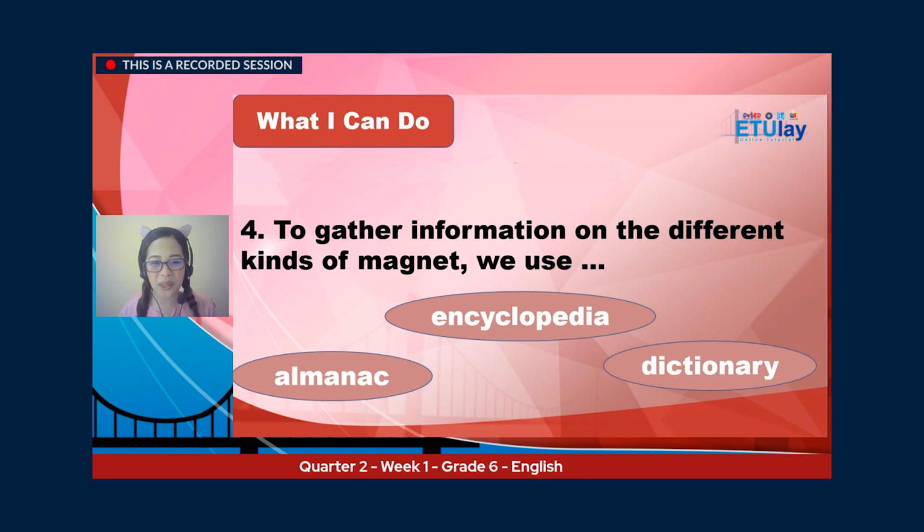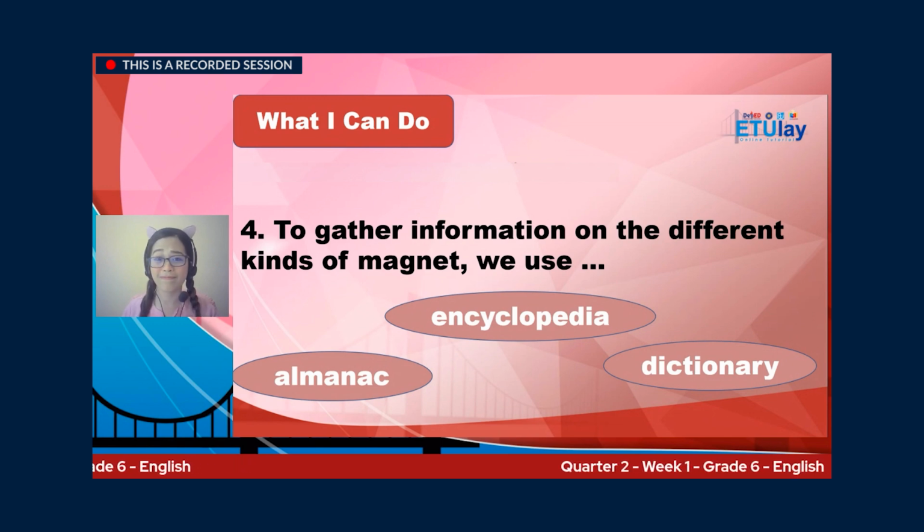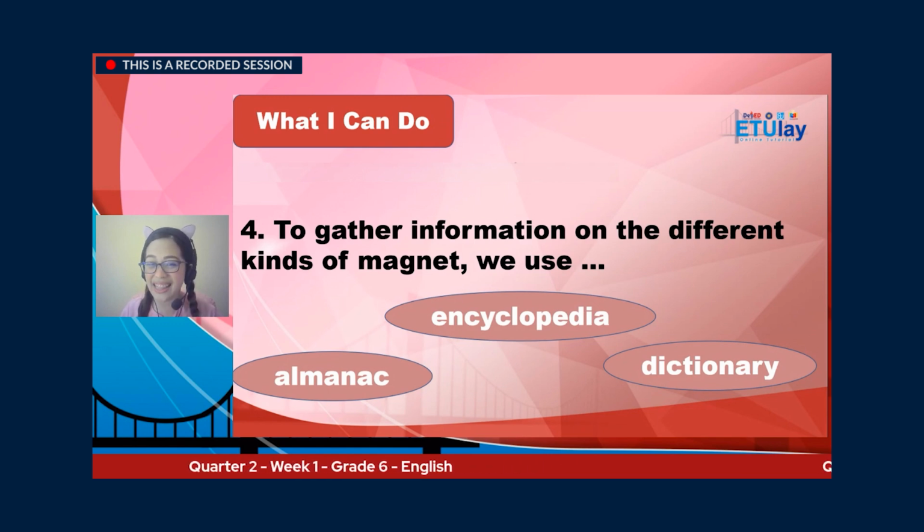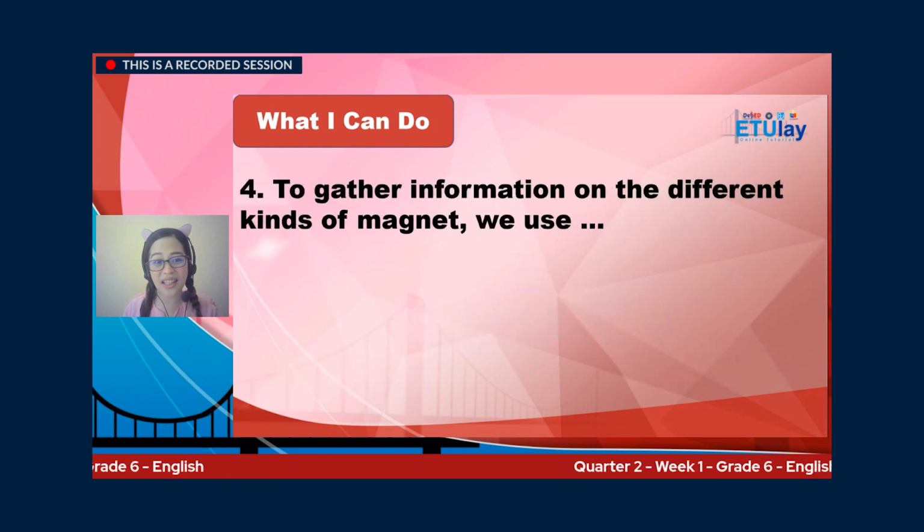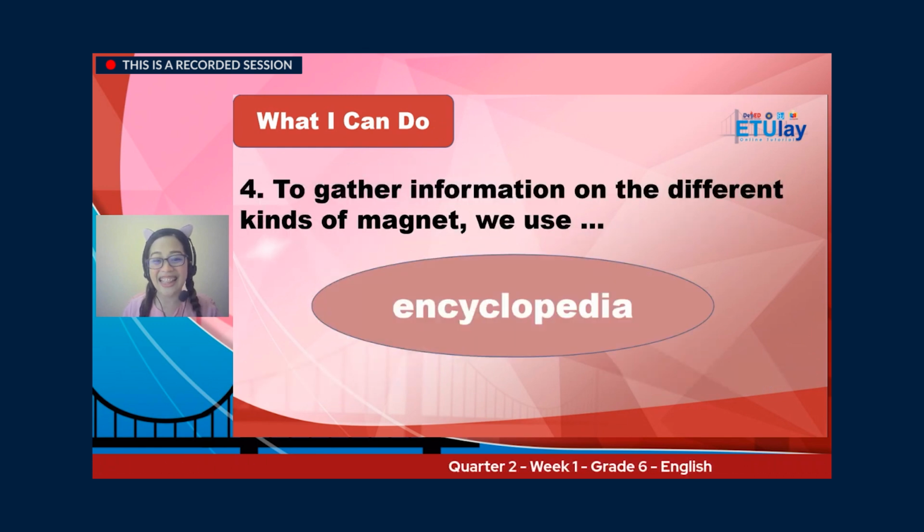And for number 4, to gather information on the different kinds of magnets, we use, is it almanac, encyclopedia, or dictionary? What is your answer? Did you answer encyclopedia? Well done, that's the correct answer, learners.